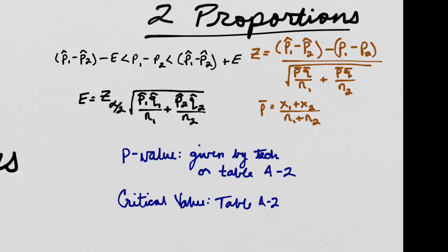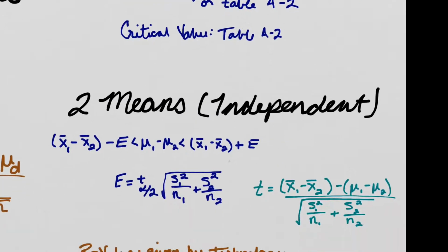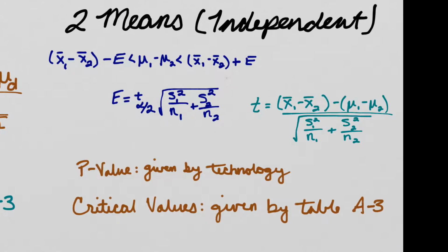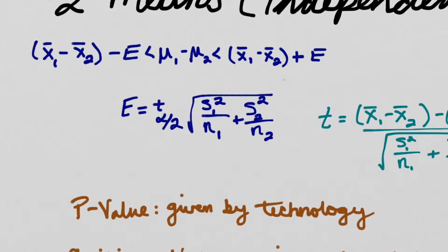The next idea after comparing two proportions is the idea of comparing two means. They talk about independent means and dependent means. If the means are independent, that basically means the standard deviations are different. But it's going to be very similar.